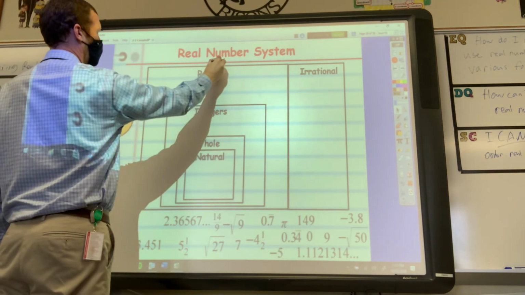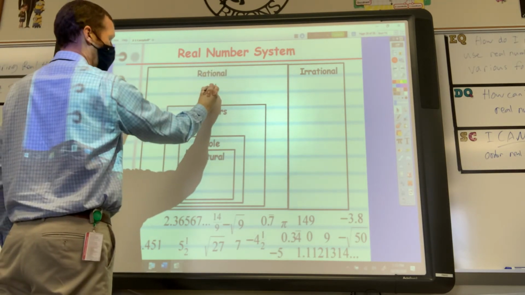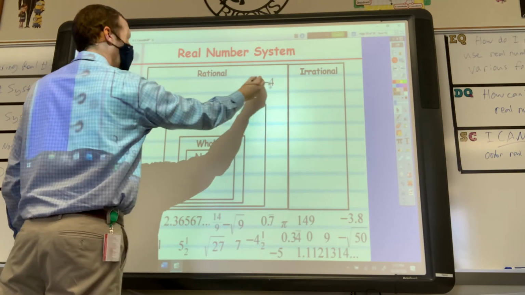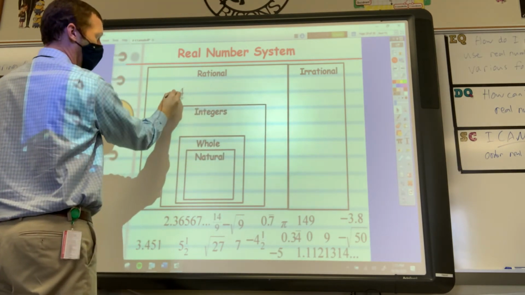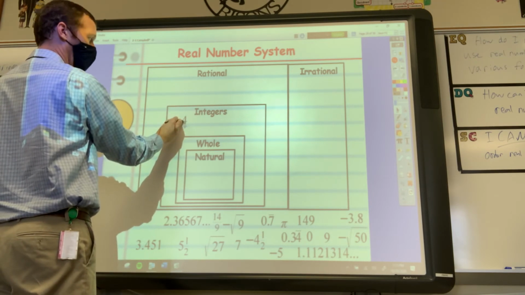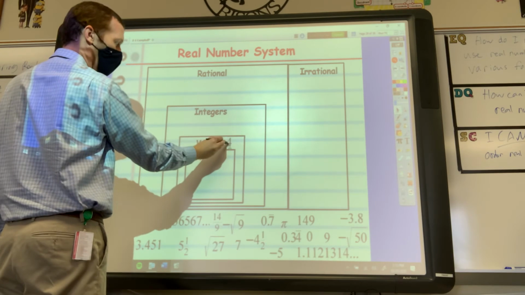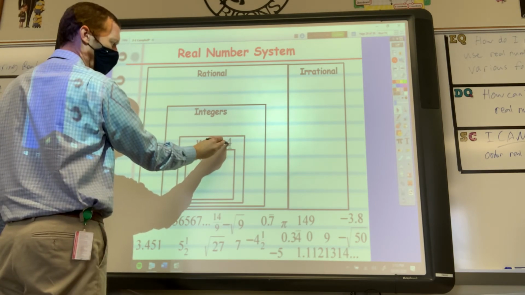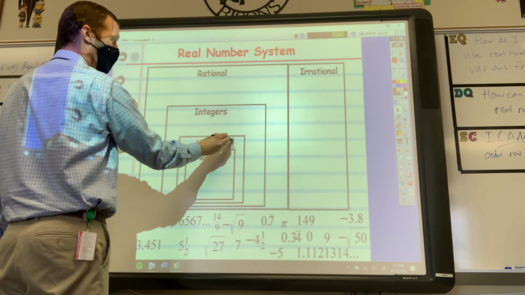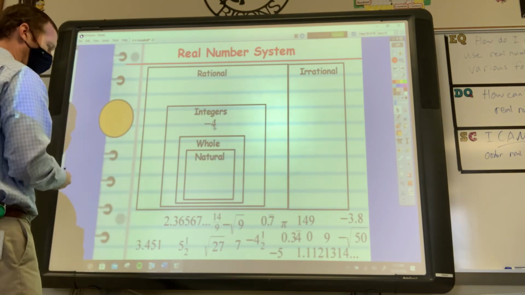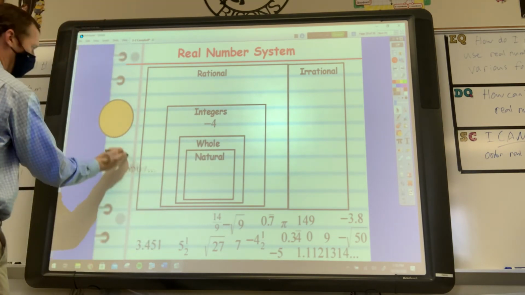Is it a real number? Well, yeah, it's gotta be. Is it rational or irrational? Can it be written as a fraction? It can, so I'm gonna put it in rational. Is it also an integer? Is it a positive or negative number without decimals? Yeah, it is. Is it also a whole number where it's positive counting up from 1 or from 0? And the answer is no, it's not positive. So the deepest I can go into the system is right there, integers. That's -4.